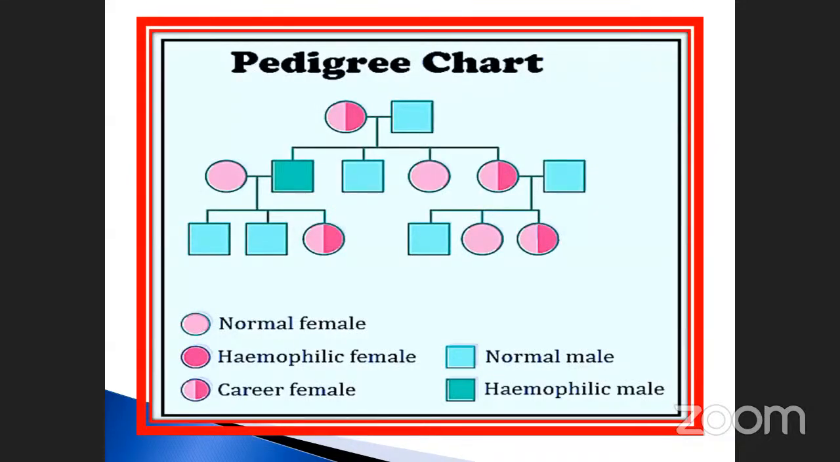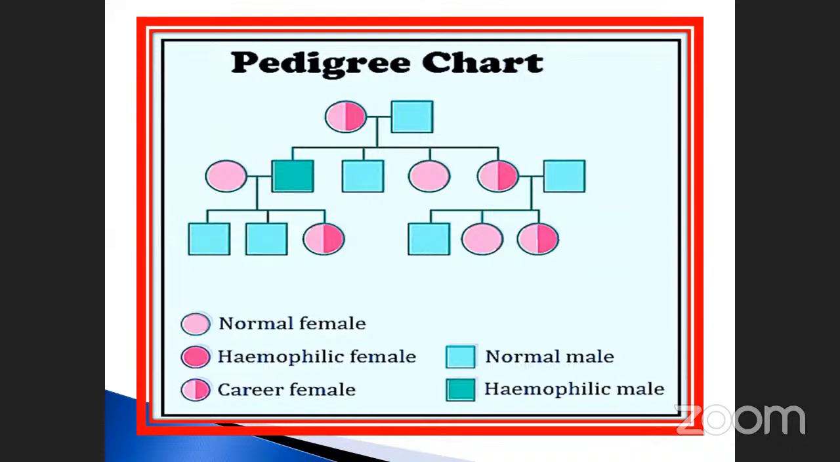This is male or female. This one is round, so it is a female. See here, the carrier female. When it is divided into two halves with a light color as well as a dark color, this is also a carrier female. She married a normal male.